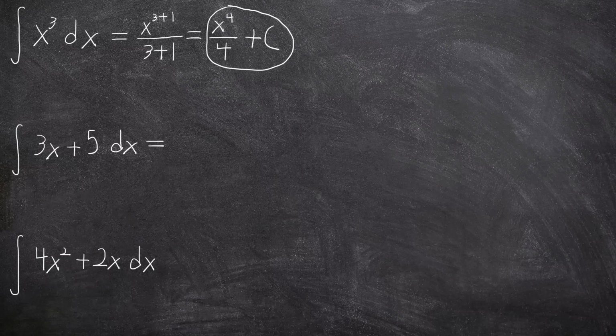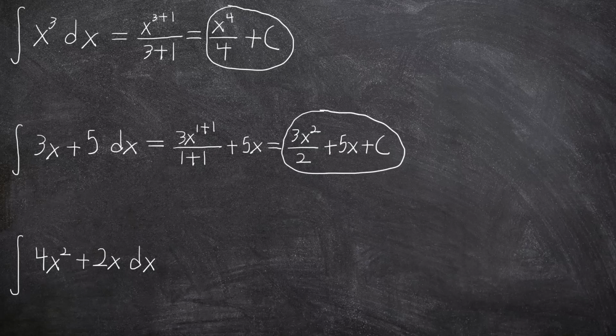Going with the second one, we could just simply integrate term by term, starting with 3x. How we would integrate 3x is by 3x to the 1 plus 1 over 1 plus 1 plus the integral of the constant 5, which is just 5x. Performing the math with the first term, we would simply get 3x squared over 2 plus 5x plus c. And this will be the final answer for the second one.